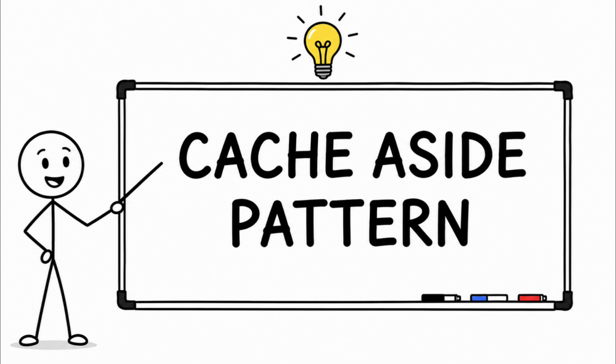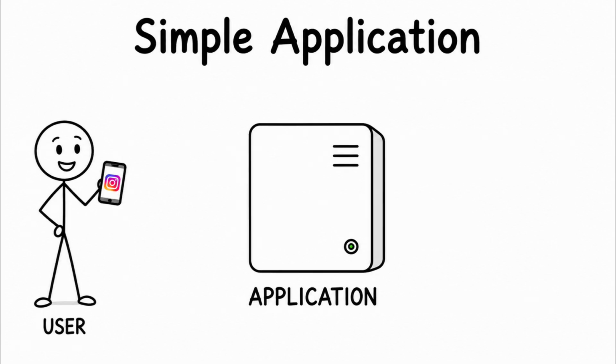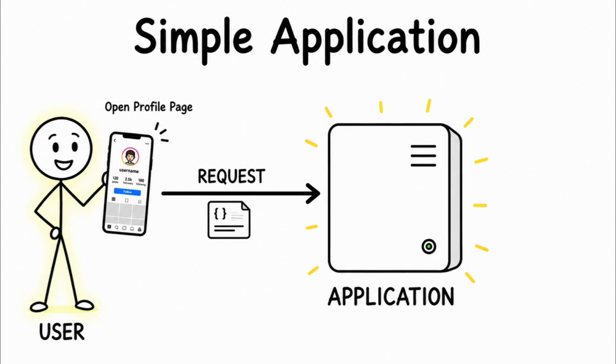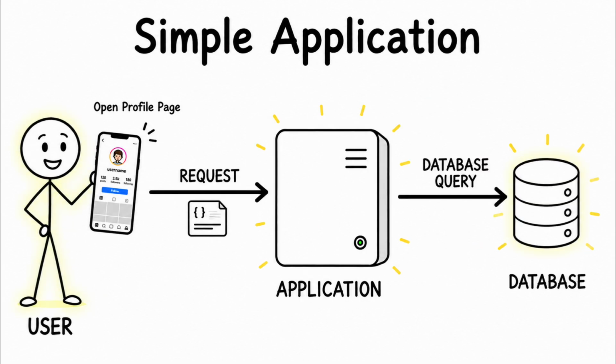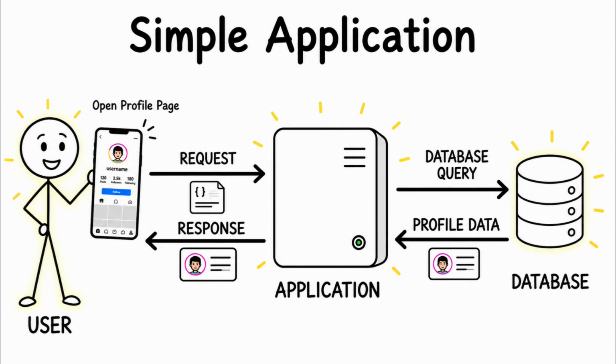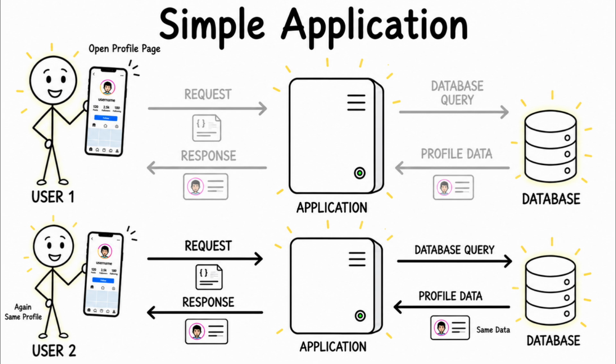Let's begin. The problem. Imagine we have a simple application. A user opens a profile page. The request reaches the backend server. The backend asks the database. The database returns the data. The backend sends the response. Simple. Now another user opens the same profile. Again, the backend asks the database. Again, the database returns the data. And this keeps happening. Hundreds of times. Thousands of times. Maybe even millions of times.